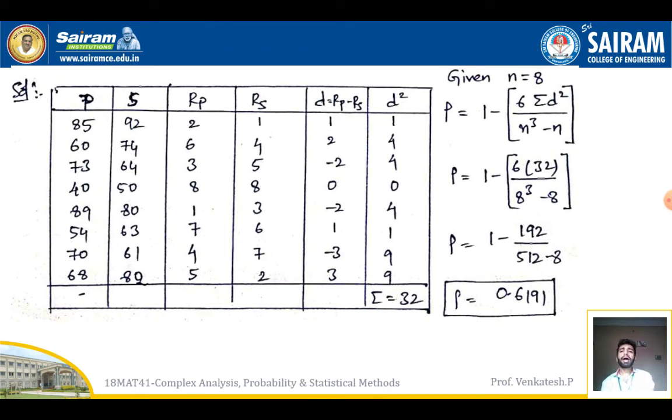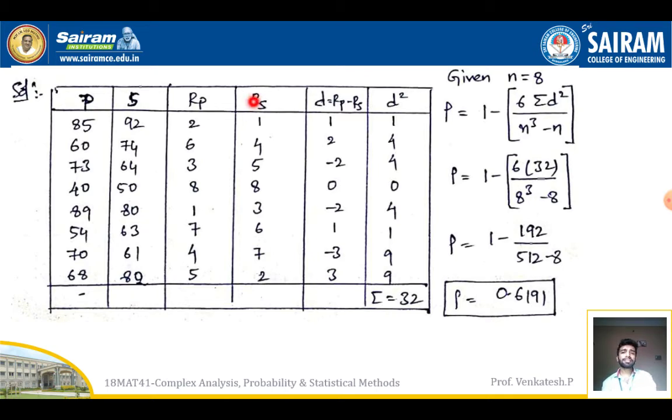Let me denote the marks of PUC as P and the marks of SSLC as S. Here the marks are given, and we need to give the ranks for them. In the PUC marks, the highest one is 89, so I give rank 1 for that. The next is 85, rank 2. Next is 73, rank 3. Next is 70, rank 4. Next is 68, rank 5. Next is 60, rank 6. Next is 54, rank 7. 40, rank 8. And next is RS.